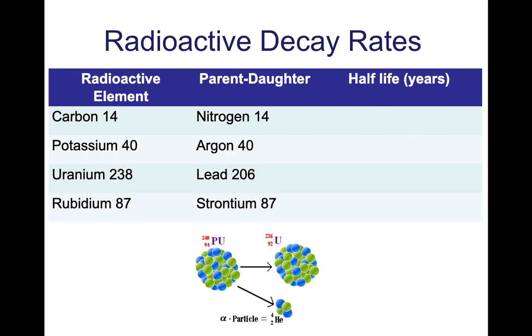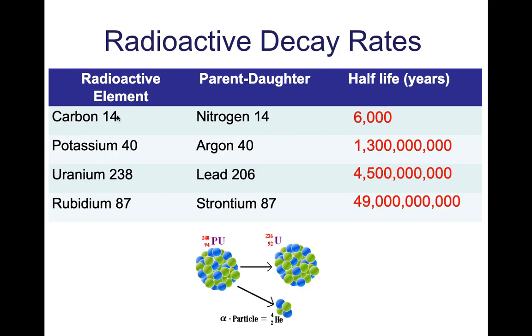Here are some common radioactive elements that are important in science. For example, carbon-14 is a radioactive isotope of carbon that decays into nitrogen-14. It has a half-life of about 6,000 years. So if you had a sample of pure carbon-14, after 6,000 years, we would expect about half of that would be nitrogen-14 and half would still be carbon-14. Potassium-40 has a half-life of 1.3 billion years. Uranium, 4.5 billion years. Rubidium, 49 billion years. So this varies significantly.